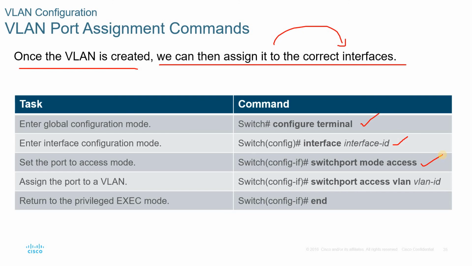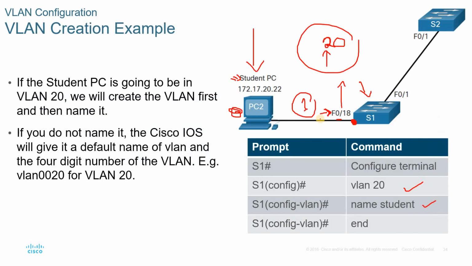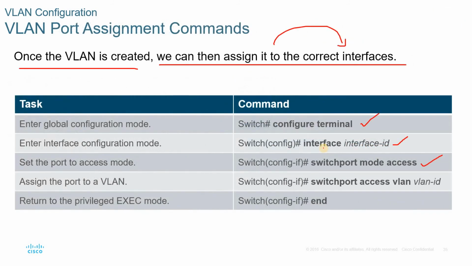Okay, kailan siya magiging access? Bakit access yung ginamit sa kanya? Access siya kasi papunta siya kay PC. Ayan o. Papunta siya kay PC. Hindi naman siya trunk. Ito yung trunk eh. Hindi naman trunk yung port 18. So, interface FA0/18 switchport mode access. Okay? Para just to make sure.